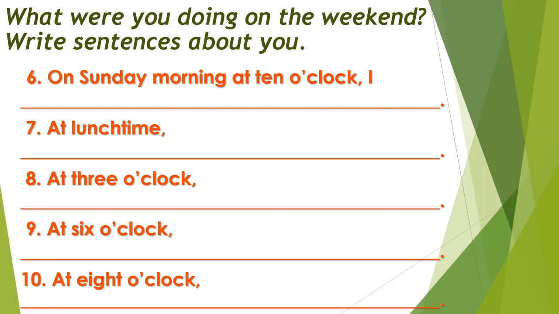Number 6, on Sunday morning at 10 o'clock, I blank. Number 7, at lunchtime, I blank. Okay, so tell the things that you have done at lunchtime on Sunday. Number 8, at 3 o'clock. Okay, so you write one thing that you have done at 3 o'clock on Sunday. Number 9, at 6 o'clock. So you can say, at 6 o'clock, I was cooking my dinner. Okay. And number 10, at 8 o'clock, blank. So what were you doing at 8 o'clock on Sunday?